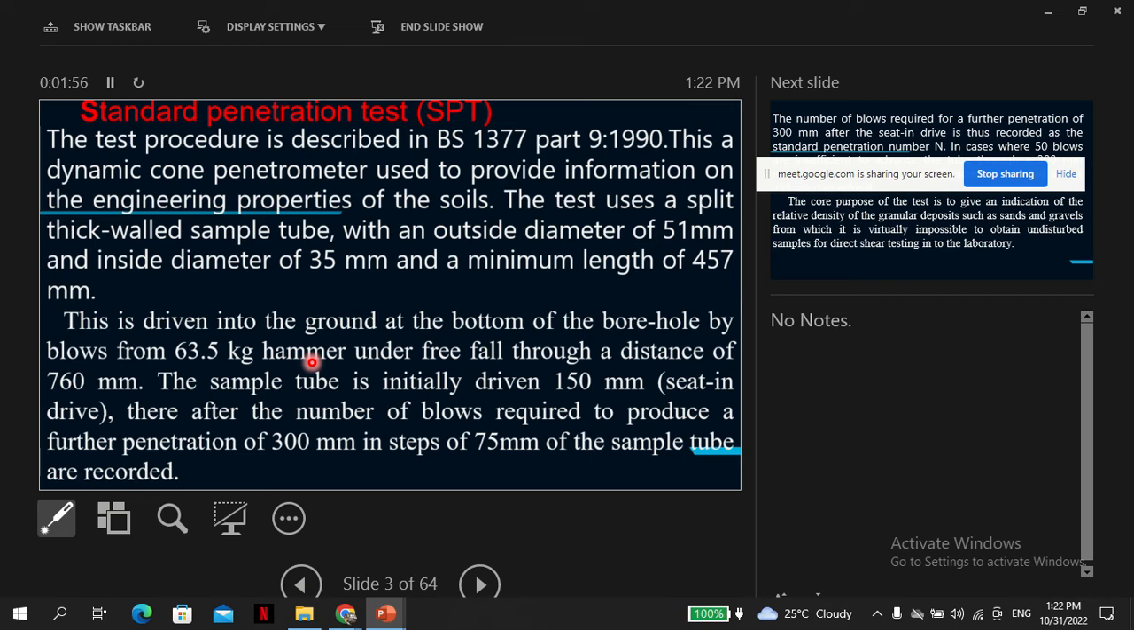I think my notes are a little bit out of date. We should now be talking about the Eurocode. But still, I think that's not good enough. We should even be talking about our own country standards. Unfortunately, so far we don't have, so we have to refer to these colonial standards, so to speak. Okay, this is a dynamic cone penetrometer used to provide information on engineering properties of soils.